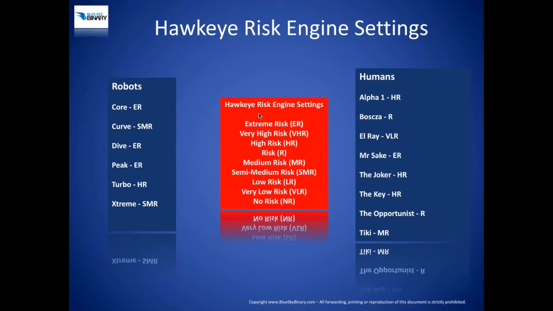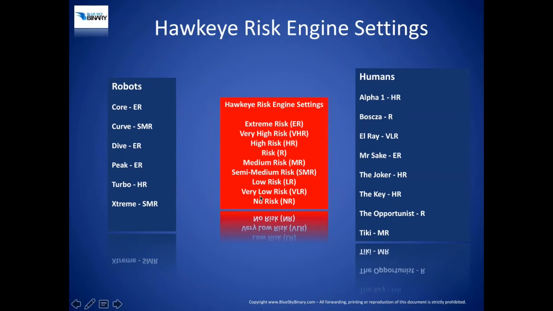We've actually engineered the algorithm, made it a bit smarter, and moved to a qualitative system. So you're going to have the following in your Hybrid risk settings tab: extreme risk, very high risk, risk, medium risk, semi-medium risk, low risk, very low risk, and no risk at all. For each signal stream, you will be able to determine what level of risk you want to take.